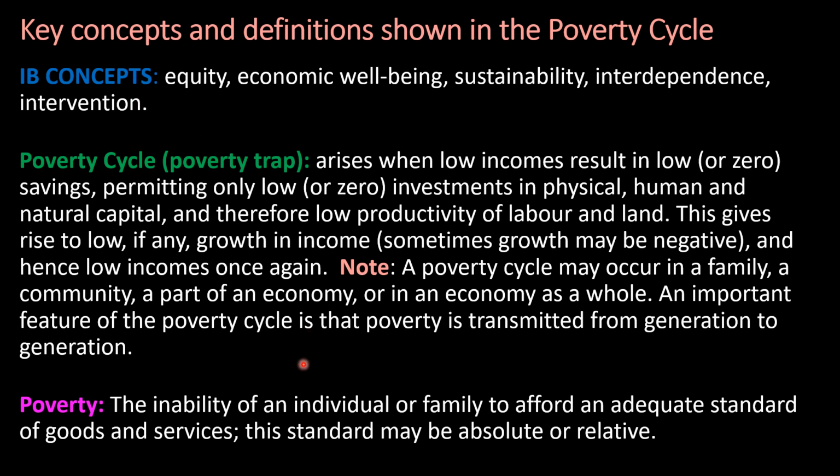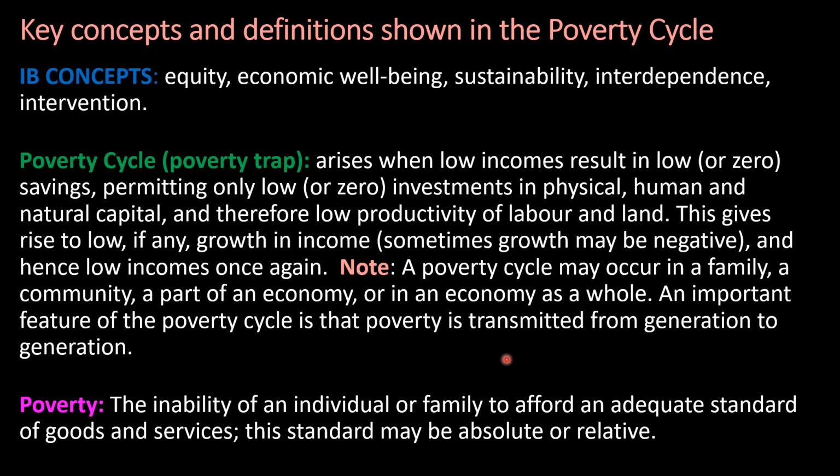So the poverty cycle or poverty trap arises when low incomes result in low or zero savings, permitting only low or zero investments in physical, human, and natural capital. And therefore, there's low productivity of labour and land. This gives rise to low, if any, growth in income. Sometimes growth may even be negative, and hence low incomes once again. So it's a cycle, it goes round and round.